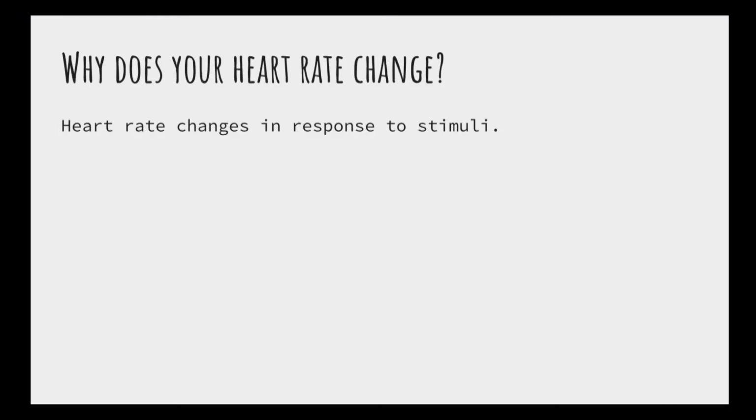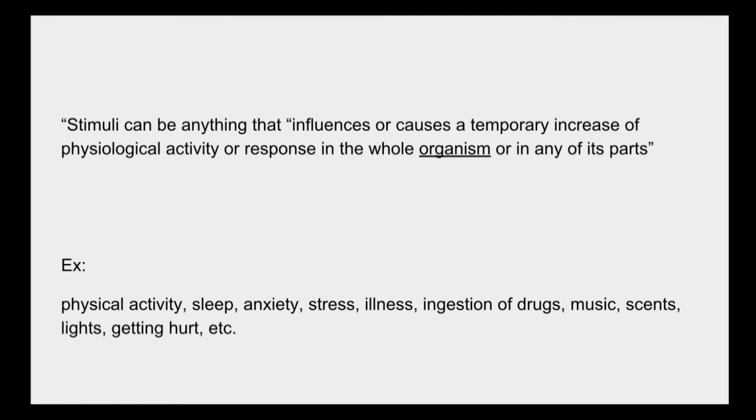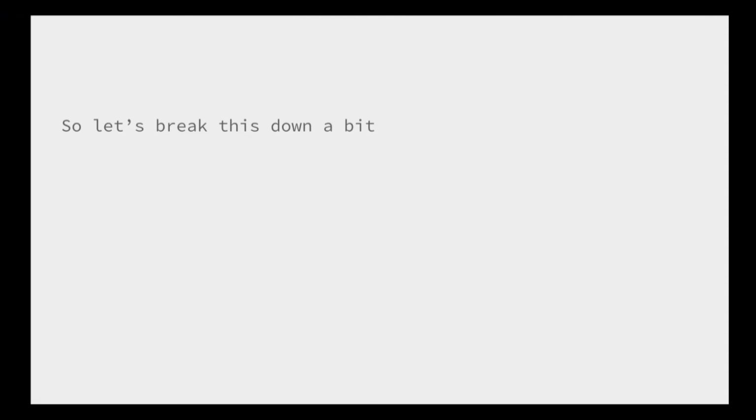Why does your heart rate change? Heart rate changes in response to stimuli. What is stimuli? Stimuli can be anything that influences or causes a temporary increase of physiological activity or response in the whole organism or in any of its parts. Some examples of stimuli include physical activity, sleep, anxiety, stress, illness, ingestion of drugs, music, scents, lights, getting hurt, and many more. So let's break this down a bit.